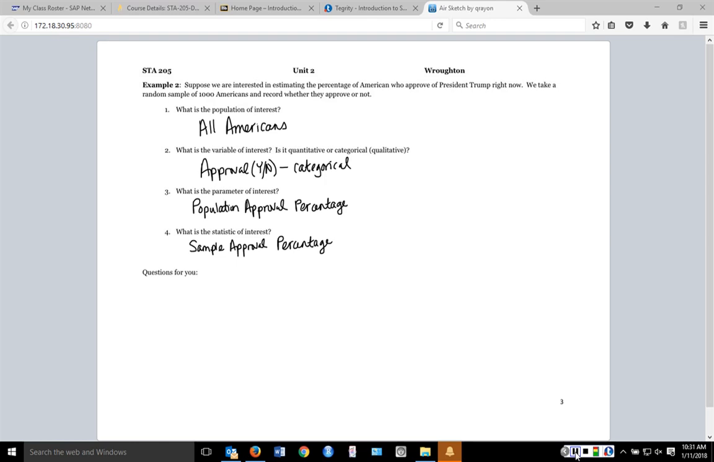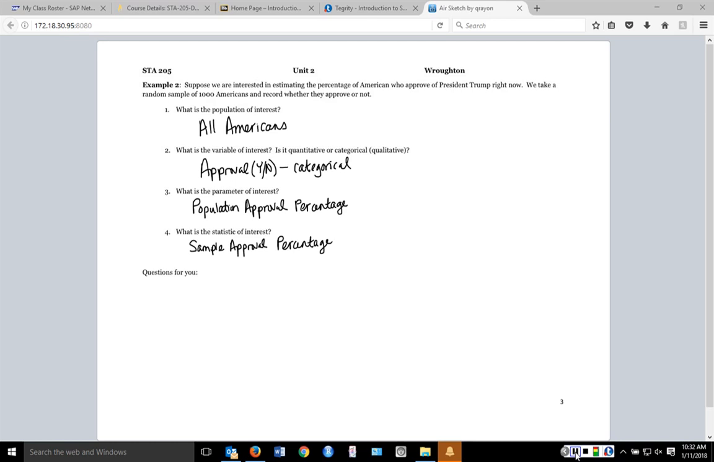So if I have a whole bunch of yes, I approve, no, I don't approve, what I can do is calculate the approval percentage. For the parameter, that's going to be the population approval percentage, or the percent of all Americans who approve of President Trump, versus the statistic, which is the sample approval percentage.